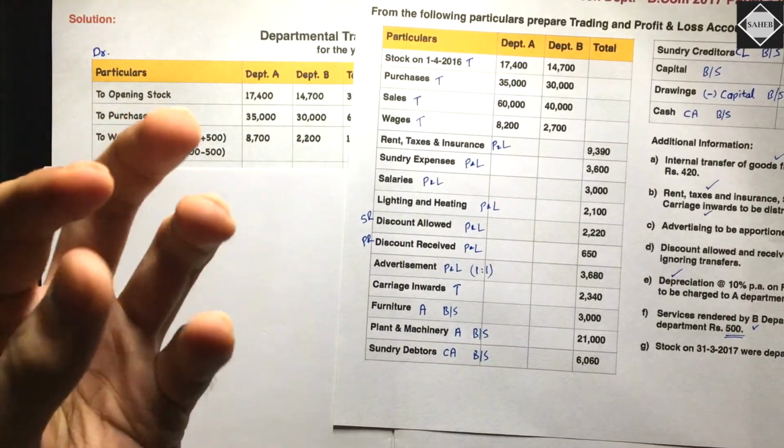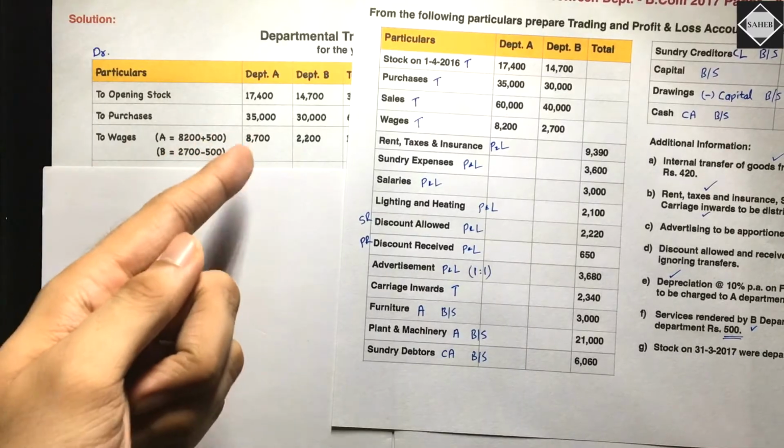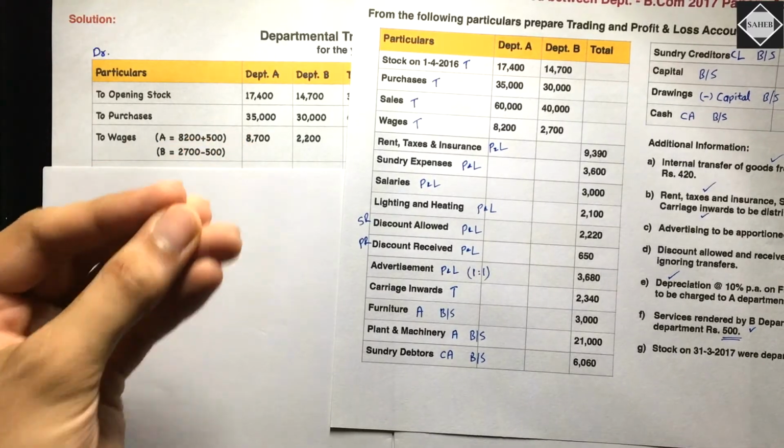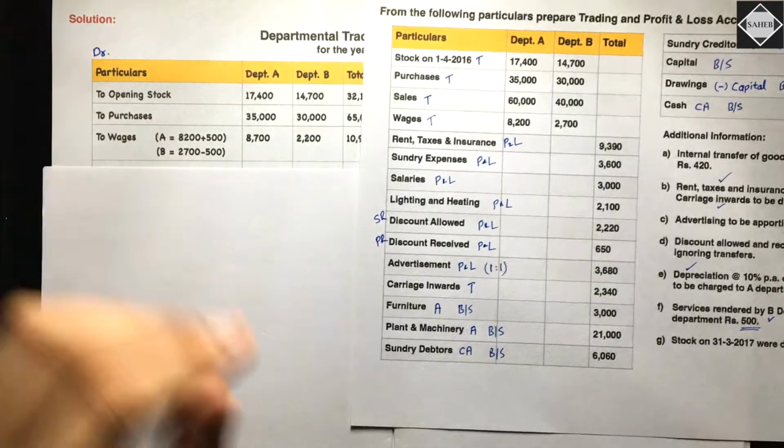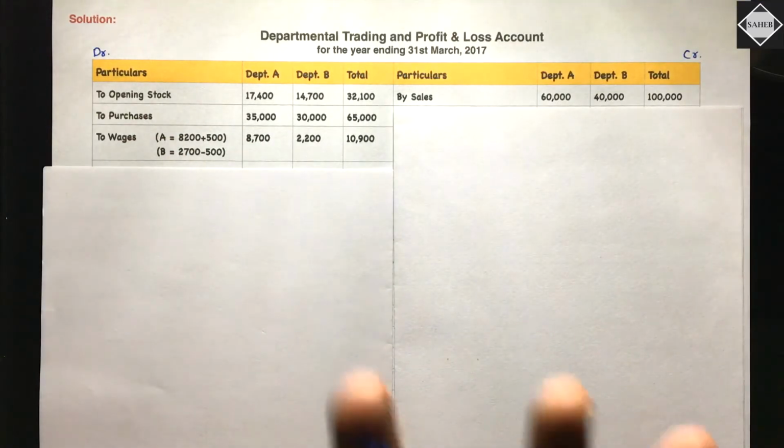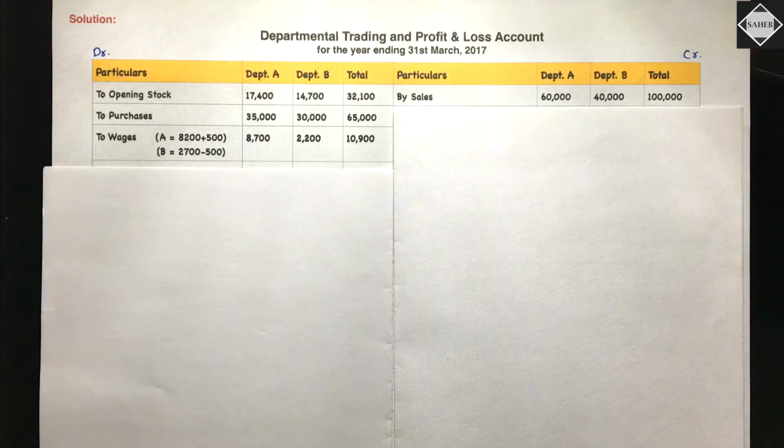And that 500 is an expense of department A, because department A has got the service. He is the receiver. So we have to increase his expense. Is it clear? That's the logic. Okay, fine. Understood about the wages adjustment. Now, similar to this is what? Internal transfer of goods adjustment, isn't it?